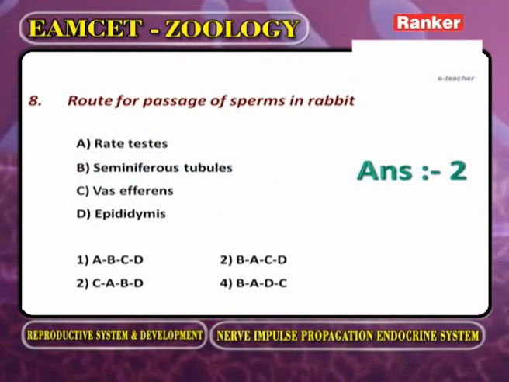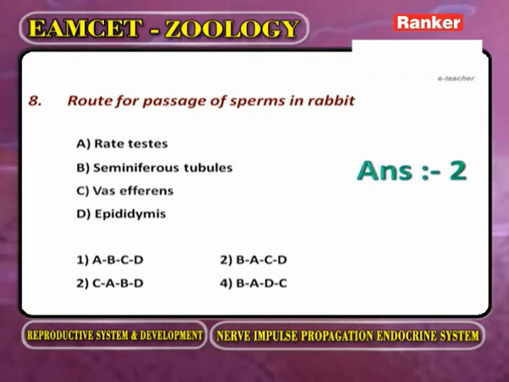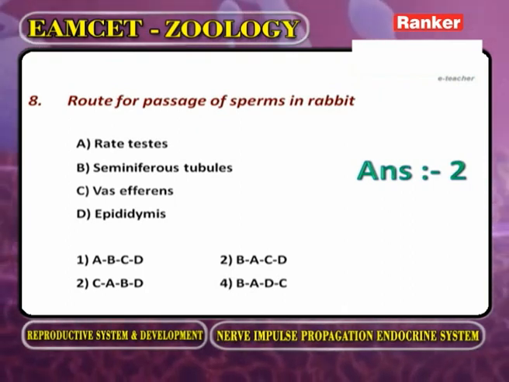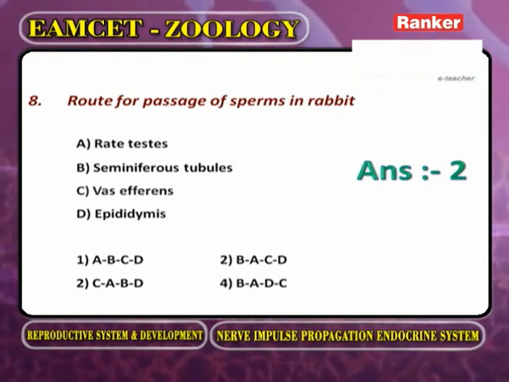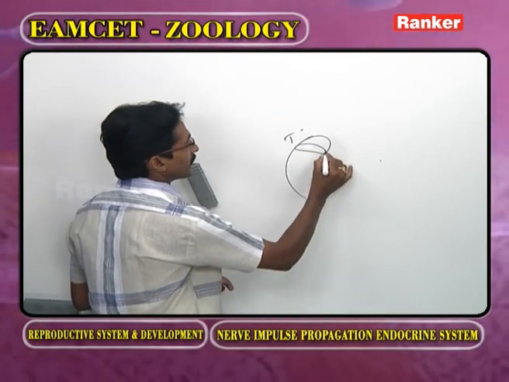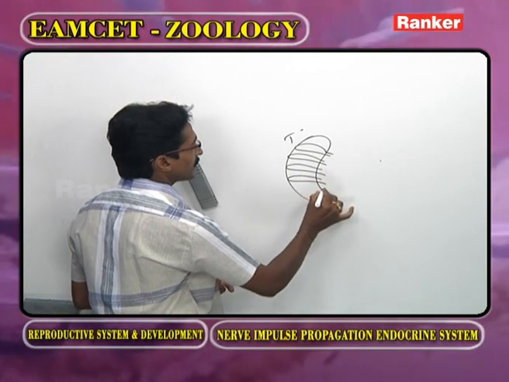Route for passage of sperms in rabbit: rete testis, seminiferous tubules, vasa efferentia, epididymis. Now, this question is repeated many times in the main EAMCET examination. What is the passage of sperms? Now, this one we call the testes. Inside the testes, what are present? Seminiferous tubules. Now, you observe the diagram.